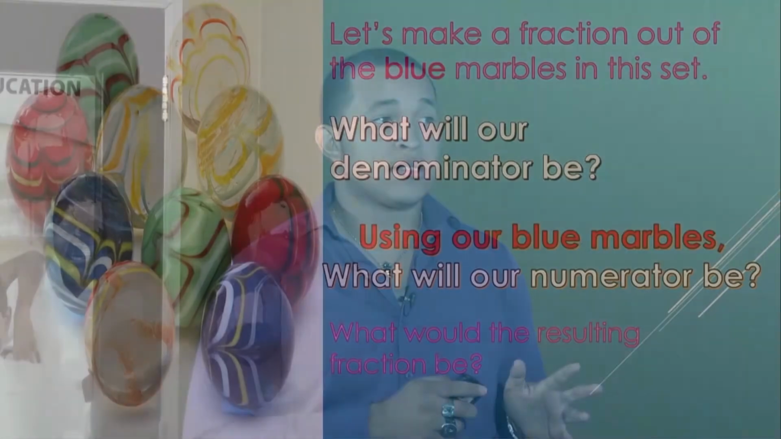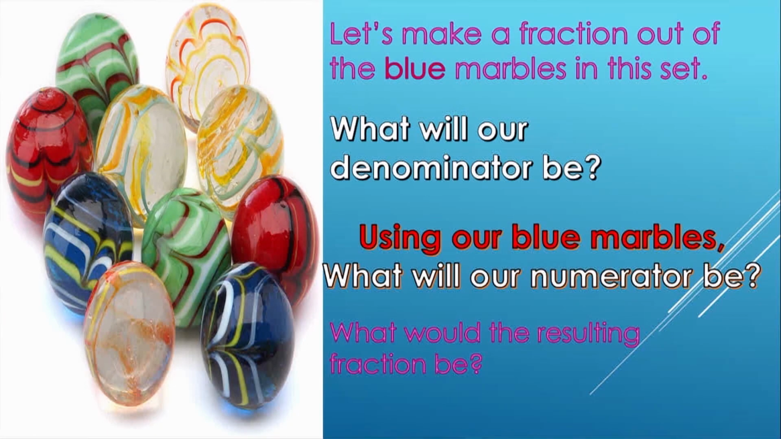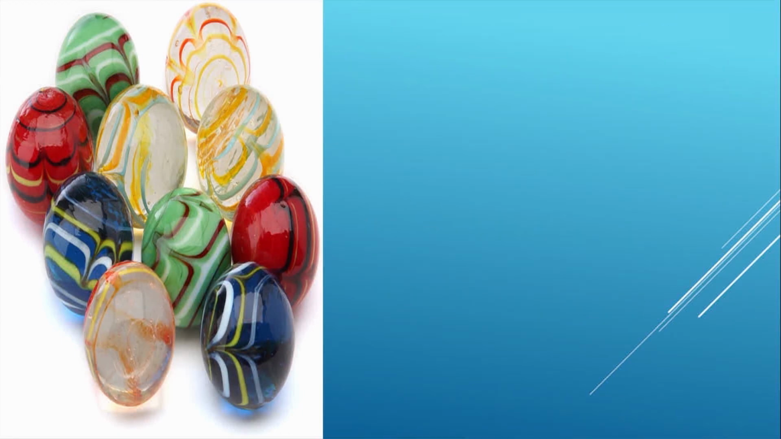Good. So what we're going to be doing is we're going to be making that fraction out of this set. So we're going to find out 3 different things. We're going to find out what our denominator is going to be, and we're going to find our numerator using those blue marbles only. So we are considering the blue marbles and making a fraction out of that set. And we're going to see what that resulting fraction is going to be as well.